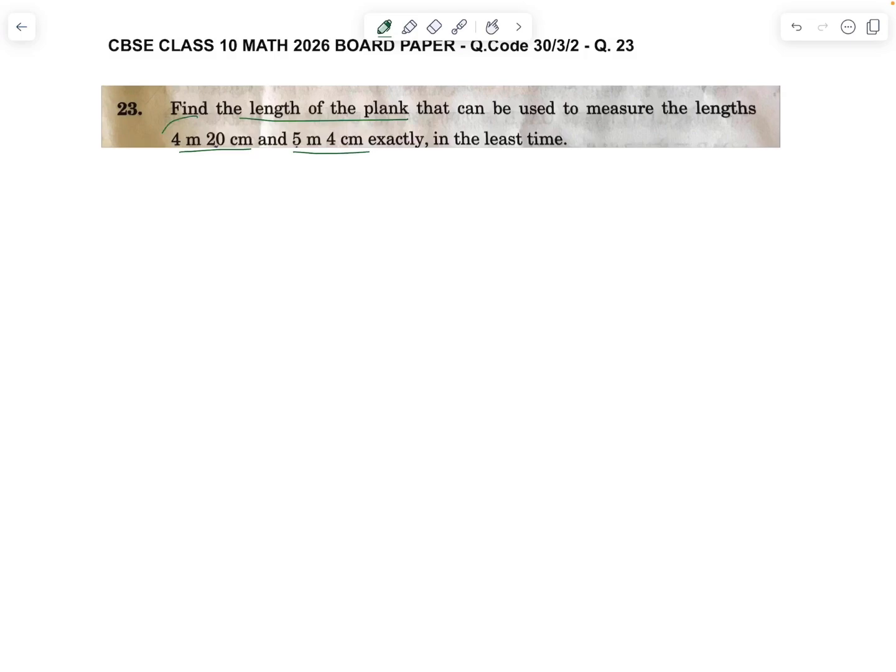Two lengths are given to us. 4 meter 20 centimeter is 420 centimeter, and 5 meter 4 centimeter is 504 centimeter. We need a plank length that can measure both the lengths exactly. That means the plank length must divide both the numbers perfectly. So let's find out the HCF of 420 and 504.